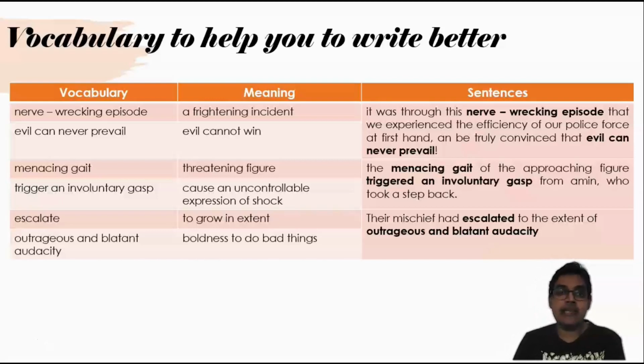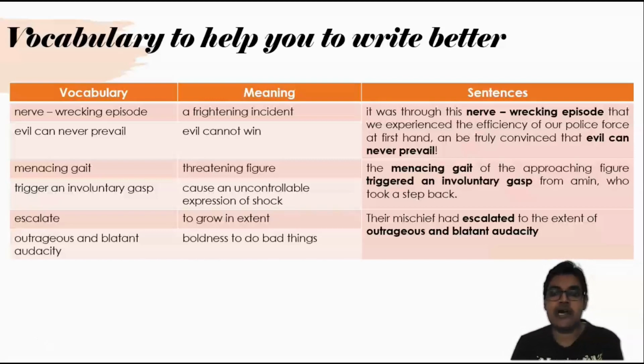Okay, now "menacing gait" or "trigger an involuntary gasp." Menacing gait means a threatening figure, and trigger an involuntary gasp means to cause an uncontrollable expression of shock. If you say menacing gait, it's referring to somebody who is not so friendly, a figure, or somebody you feel is not right when you look at them. So that is what we mean by menacing gait, right?